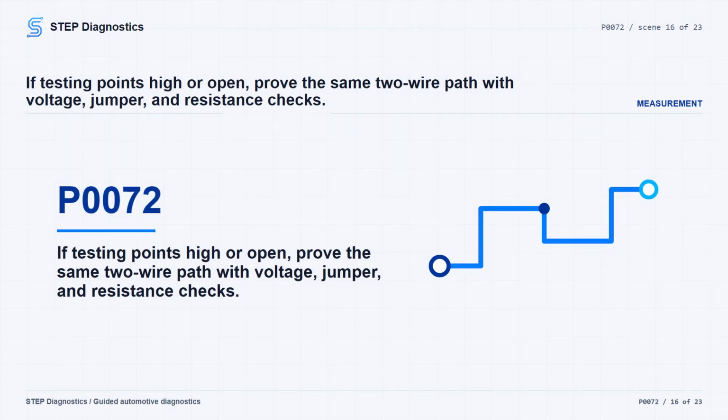Even though P0072 is the low circuit code, your testing may force you to prove the high or open side of the same sensor circuit. For a typical circuit high check, disconnect the temperature sensor connector and measure the temperature sensor signal circuit voltage with the ignition on. The signal circuit voltage should be between 4.9 and 5.6 volts.